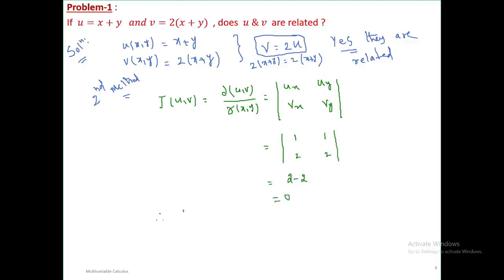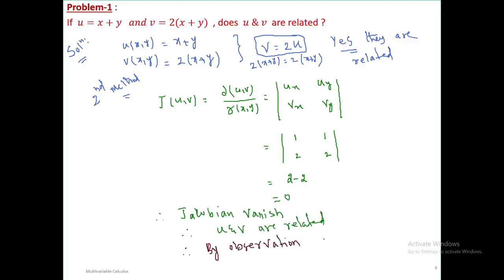So therefore the Jacobian vanishes, so u and v are related. By observation, what I can say is v is equal to 2u. That's it. So this is the relation. Now I can say that u and v are related.